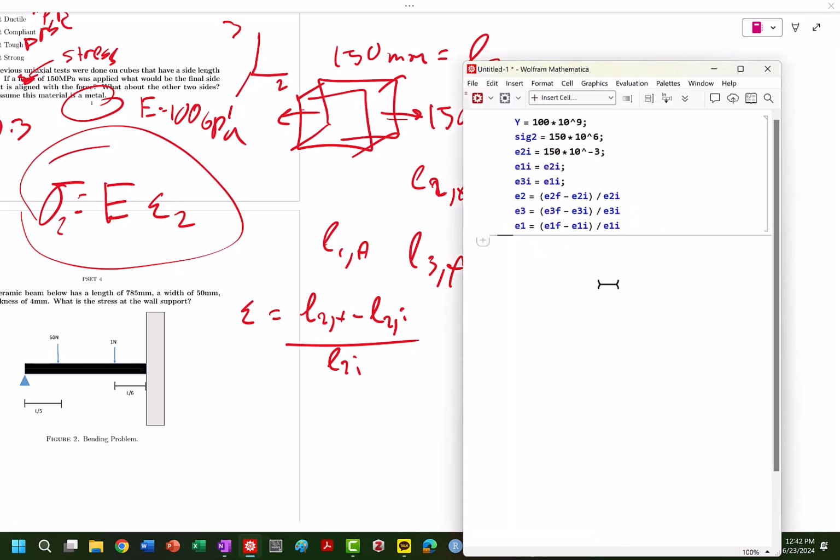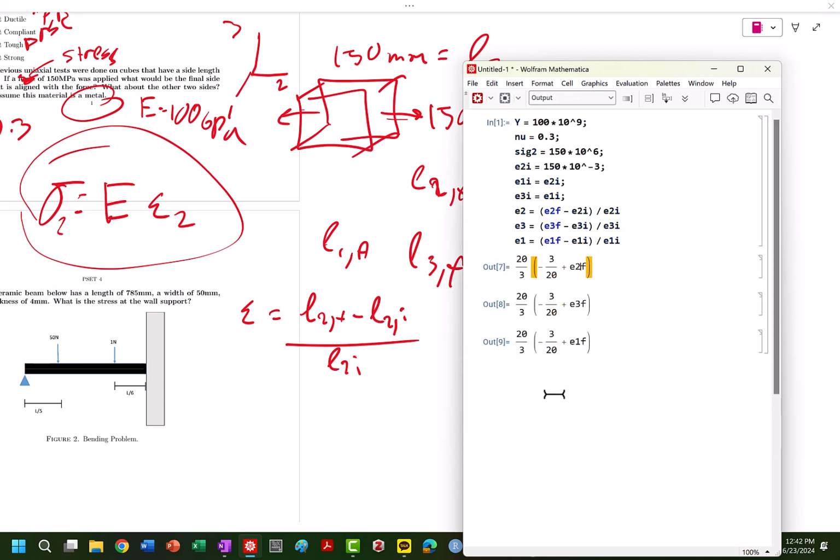All right, so let's go ahead and define all those. And then let's actually define nu as well. Nu is equal to 0.3. So now we have our definitions, so let's go ahead and solve.